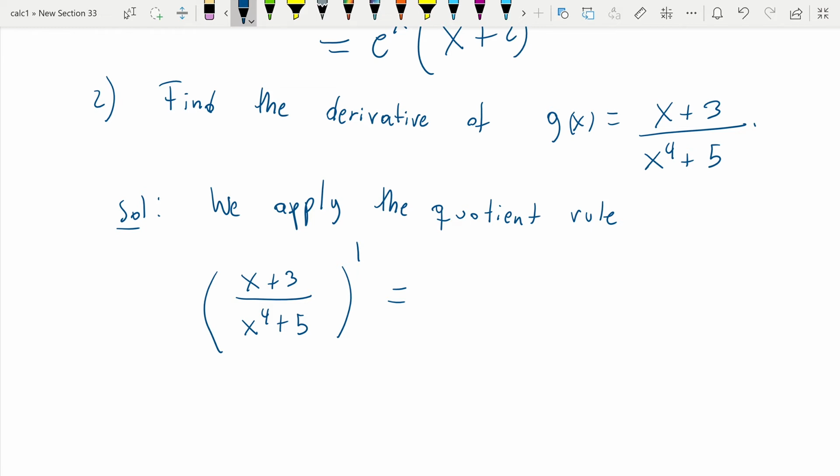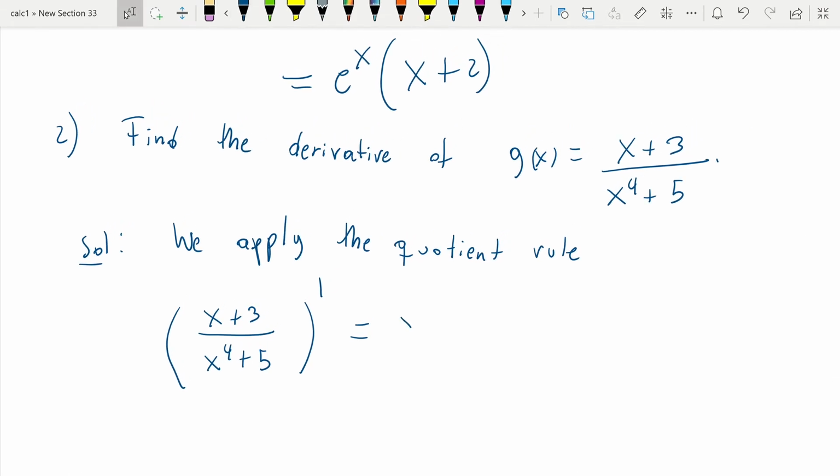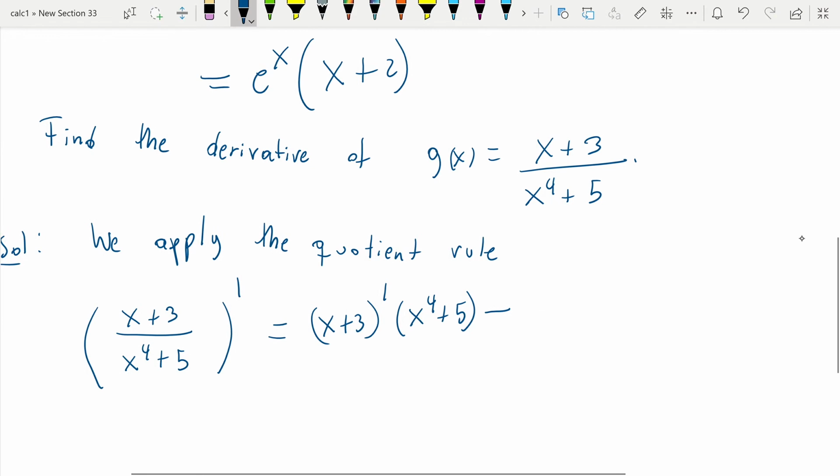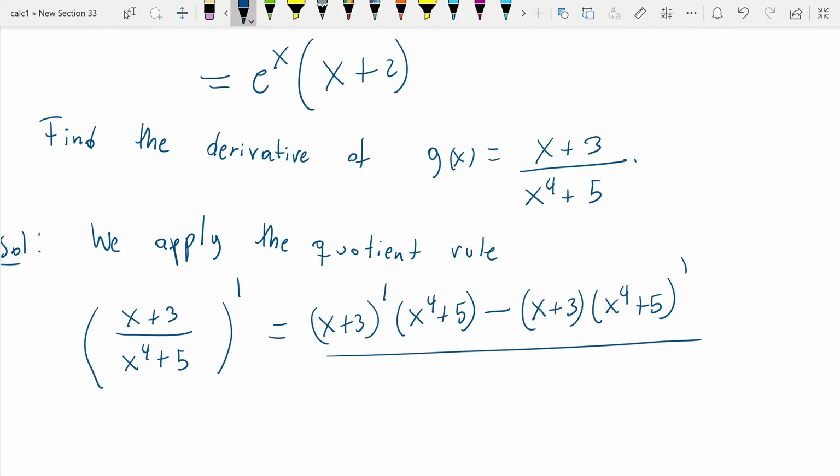So what does the rule say? We have to take the derivative of the function at the top, x + 3, multiplied by the function in the denominator, x^4 + 5, minus the function in the numerator, x + 3, times the derivative of the function in the denominator, all of that divided by the function in the denominator squared. This is just the way the formula works.